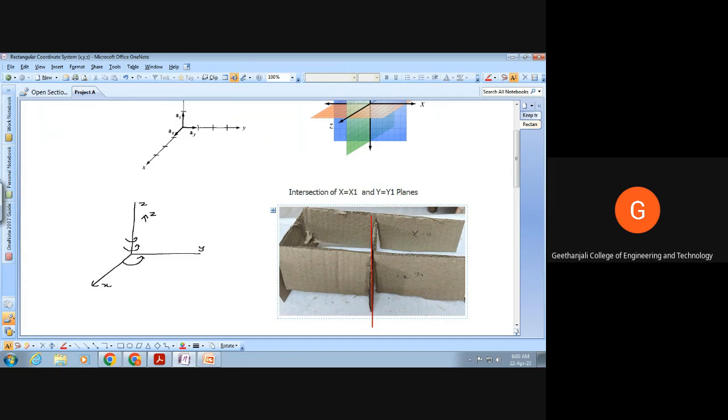Now similarly, the left hand surface, y is equal to 0. From there, at a distance of y1, if you imagine another plane surface, that is the y is equal to y1 constant plane. So the intersection of these two, x is equal to x1 constant and y is equal to y1 constant, you can see that it defines a line parallel to the z-axis, which is shown in the form of a red line.